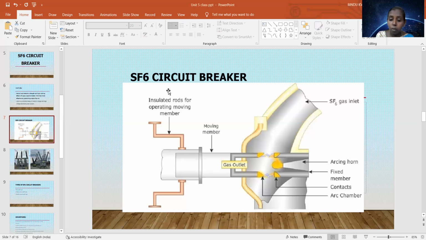So here you are having the moving rods. Moving rods are operating members. Here you are having a moving member. So this is about your gas outlet mechanism. Here you are having a fixed member. This one is the contacts. This one is the arc chamber.